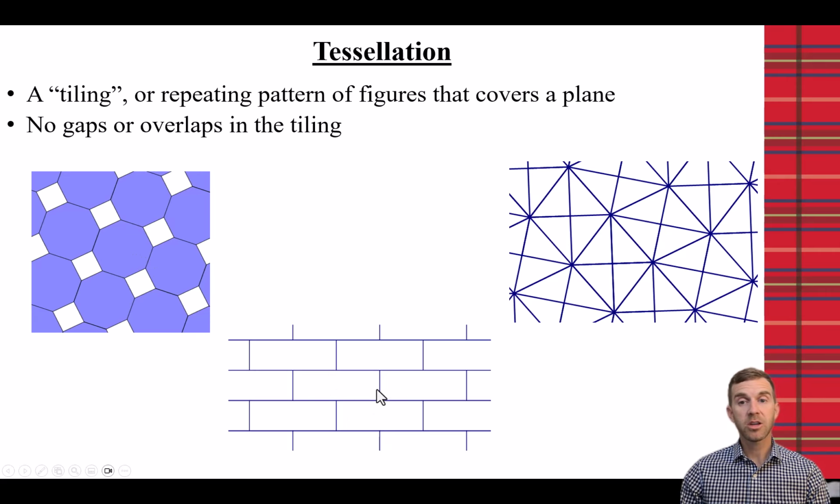Here we have like a brick wall, and here we have an image that's made up of triangles. And in each of these images, you can see that they always are coming together with no gaps or overlaps from one object to the next.